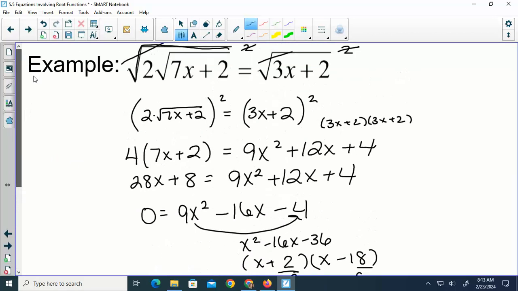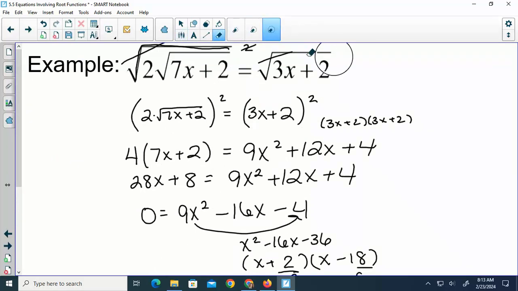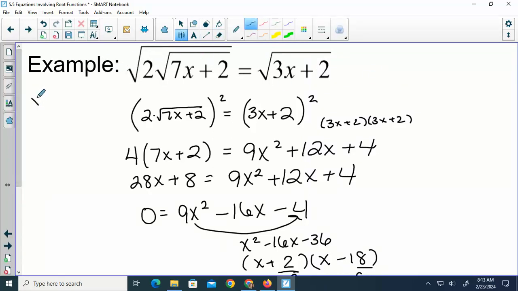To check, we have to go back to the original problem. Looks like this one is not going to be beautiful. So to check negative 2 ninths, you are welcome to do that on the calculator. So we have the square root of 2 square root 7 times negative 2 ninths plus 2. And it's going to give us a lovely decimal. And if we plug the negative 2 ninths in the other side, we're going to see if we get the same decimal. Does it work? Everyone should check and make sure you know how.